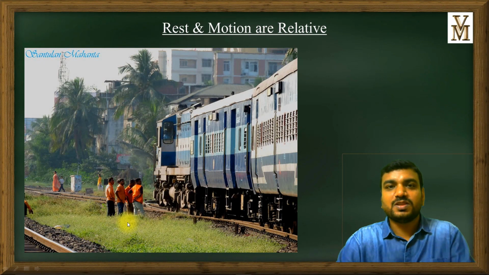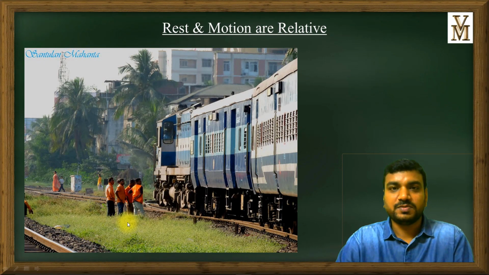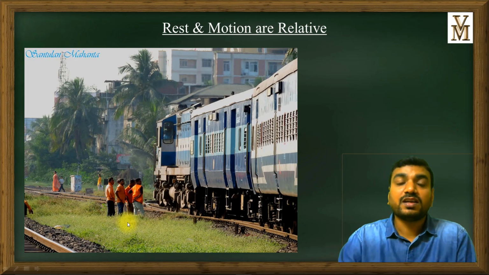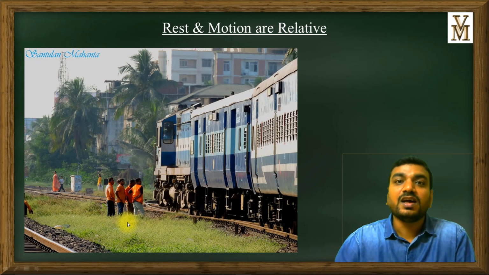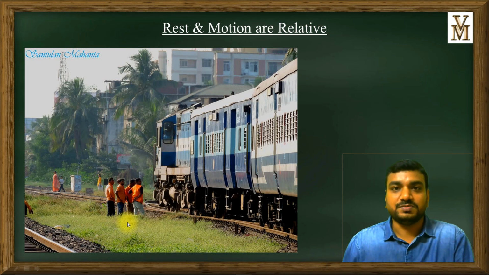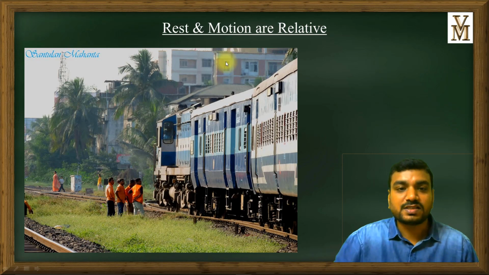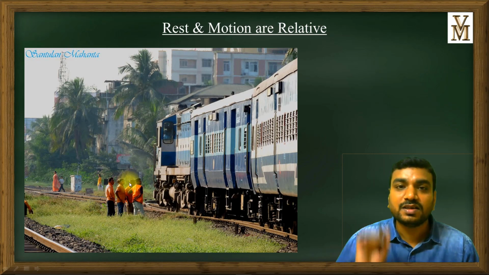Just now we have discussed the rest and motion of an object. But rest and motion are relative. What does this mean? It means that rest and motion depend upon the observer and the reference point we have taken. To understand this better, let us take one example. Here you can see a train is moving on the track and four people are standing outside. For the person in the orange shirt, all the passengers inside the train appear to be moving, whereas his three friends appear to be at rest.